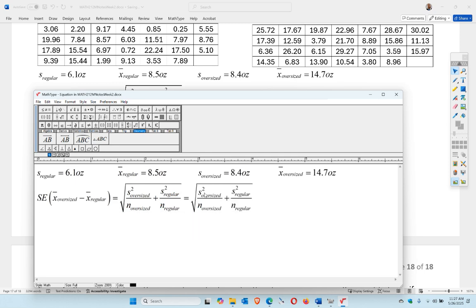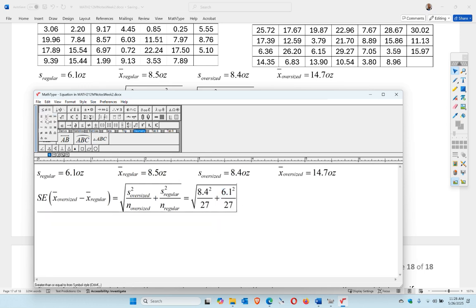So this is, get rid of this. 6.1 squared. Oh, I think I got that backwards actually. 8.4, sorry. Not that it'll matter, but just to keep the wording consistent. So this is the 6.1 squared. And then these are both 27, right? There's 27 values for both sets. Okay, that'll give us some value.